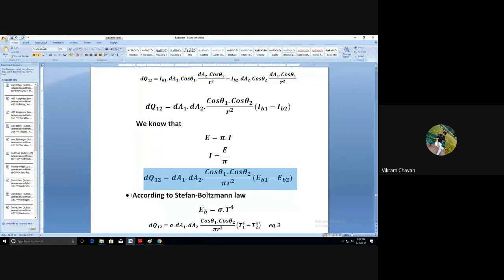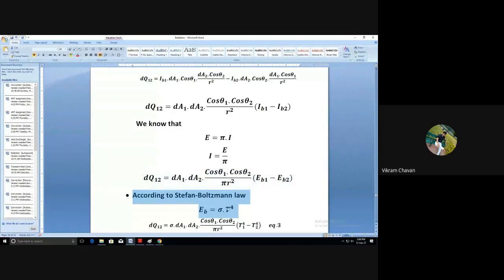Then further, according to the Stefan-Boltzmann law, we know that the emissive power of a black body is directly proportional to the fourth power of absolute temperature, and if we normalize this equation, we get EB is equal to sigma multiplied by T raised to 4, where sigma is the Stefan-Boltzmann constant, T is the absolute temperature, and EB is nothing but the emissive power of a black body. So EB1 is equal to sigma multiplied by T1 raised to 4, and EB2 is sigma multiplied by T2 raised to 4.